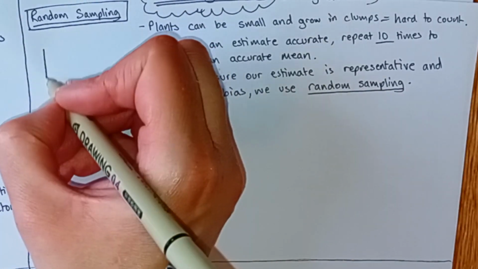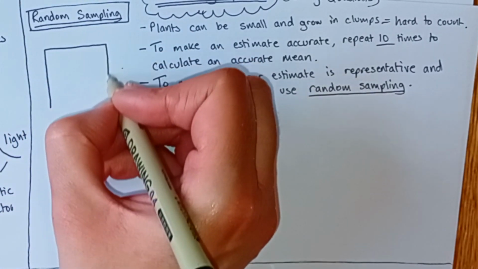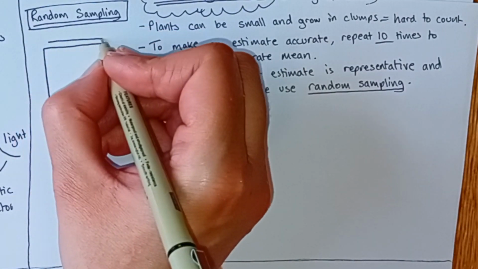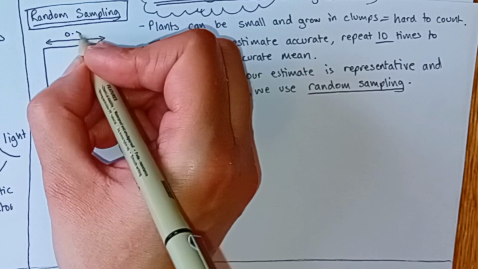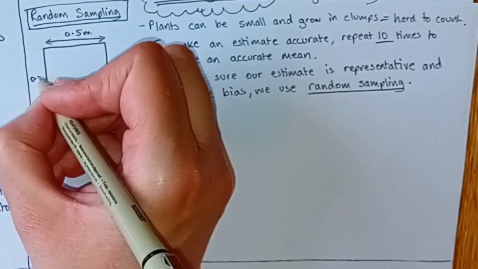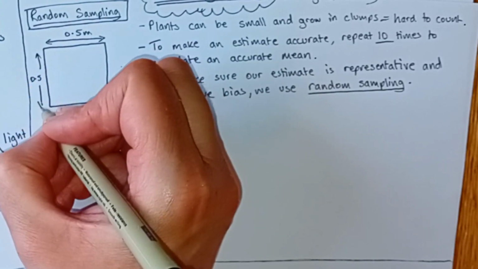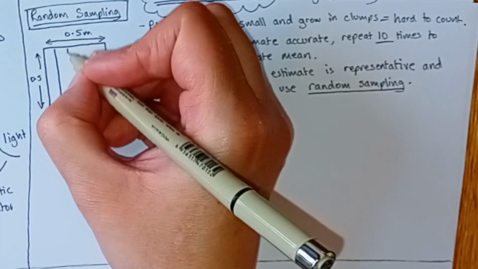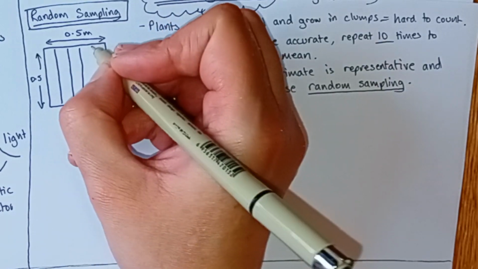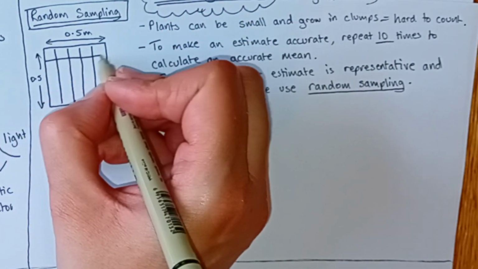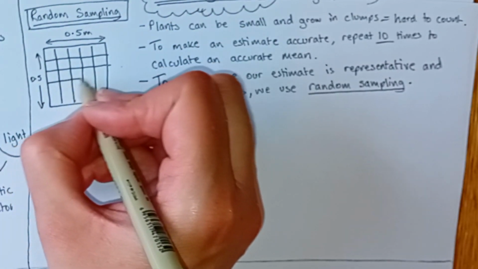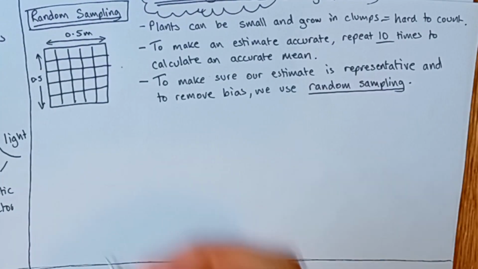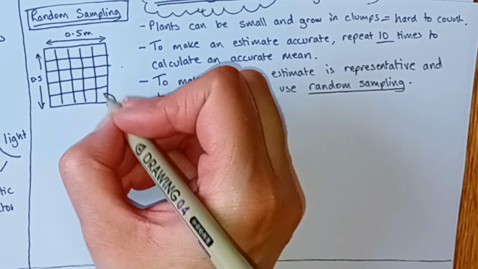So to do that, we use a wireframe called a quadrat. The one that you used in school was probably about 1/2 metre by 1/2 metre. It was probably a white wireframe and separated into 5 columns and 5 rows. So this is called a quadrat.